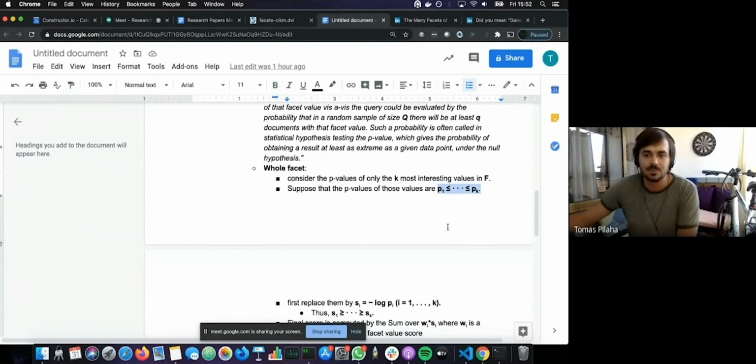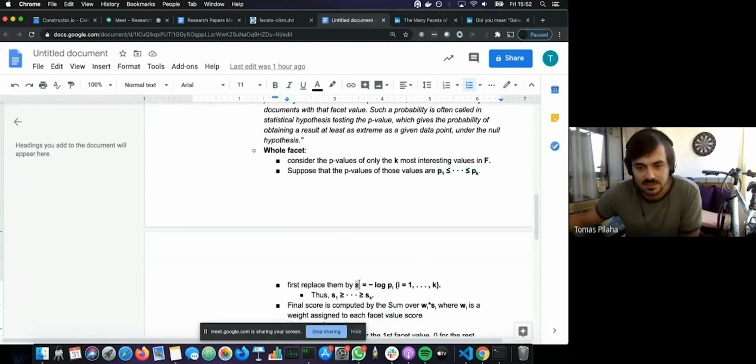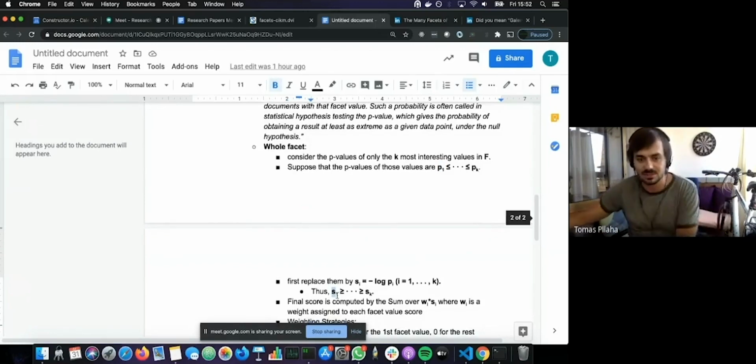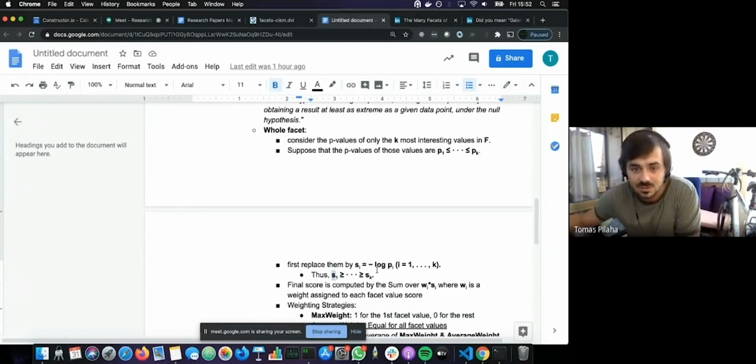Replace them by something that turns them into increasing order, by setting S as minus log of p_i. So they become S1 is greater than S2, greater than Sk. So that a high score here would mean interesting, because for p-values, if the p-value is low, so that the chances that you get them randomly are low, then that makes it interesting. We just invert them to make sure that a high score means that this is an interesting facet value, and we've taken just the k most interesting ones.